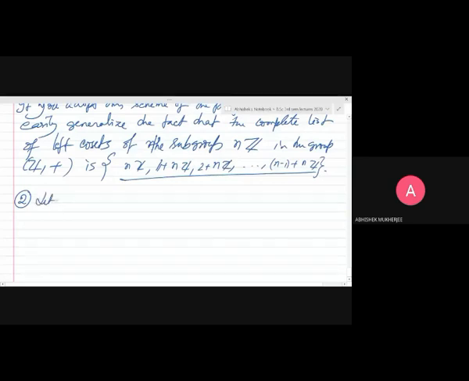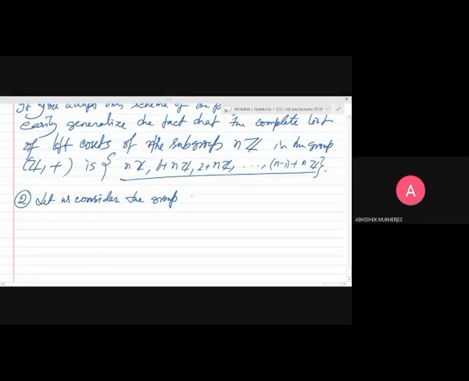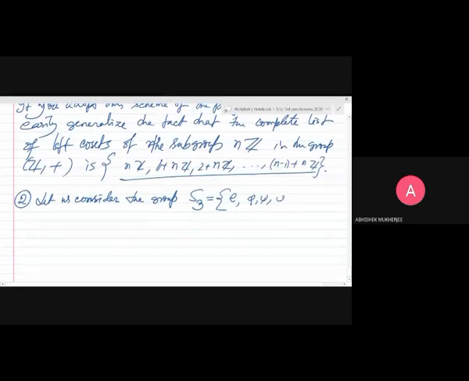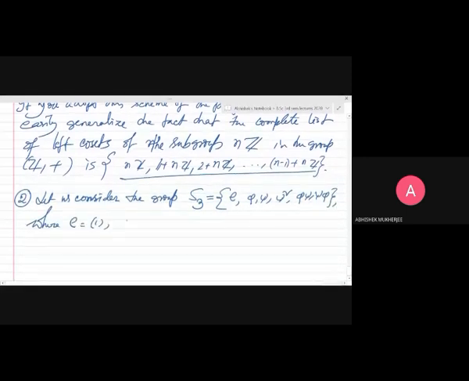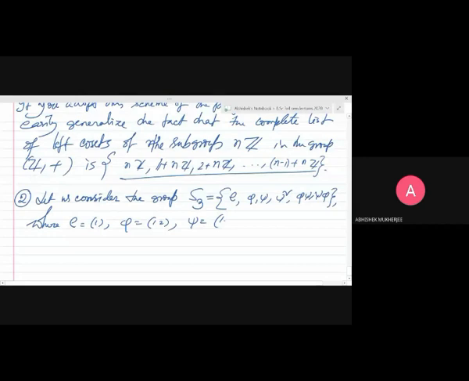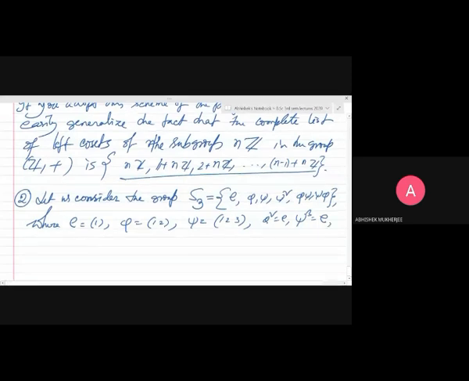Now for the second example, let us consider the group S3, the symmetric group of order 3. That means it has E, phi, psi, psi square, phi into psi, and psi into phi, where E is the identity permutation, phi is the 1 2 cycle, psi is the 1 2 3 cycle, where phi square is identity, psi cube is identity, and phi into psi is not equal to psi into phi. Okay.